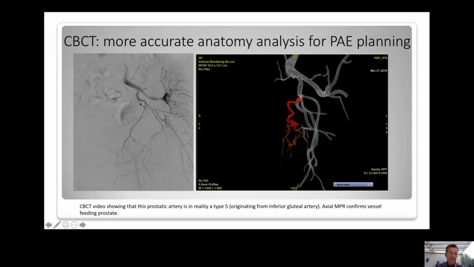Here, we believe that the artery is this. We understand that it could be an artery type 1, when it has a common origin with the superior vesical artery. Again, when we use cone-beam CT, we can clearly identify that the artery is arising from the inferior gluteal artery. So here is the importance of using this, because we can also rotate using different incidences, different perspectives, not only to identify the artery, but also to catheterize the artery.